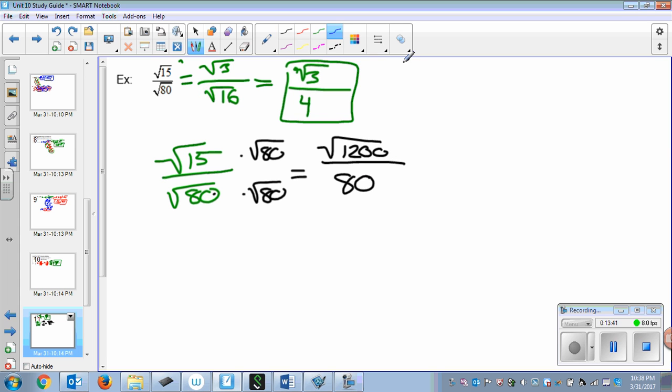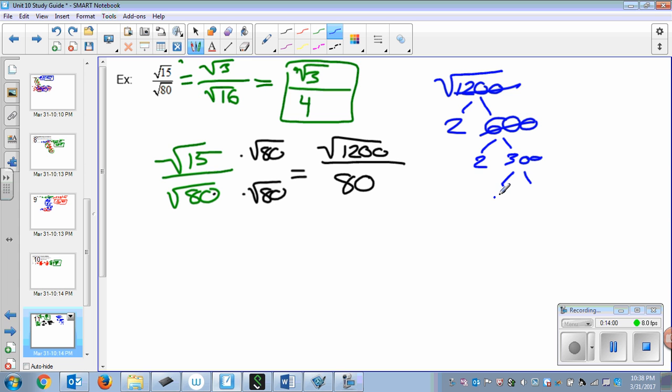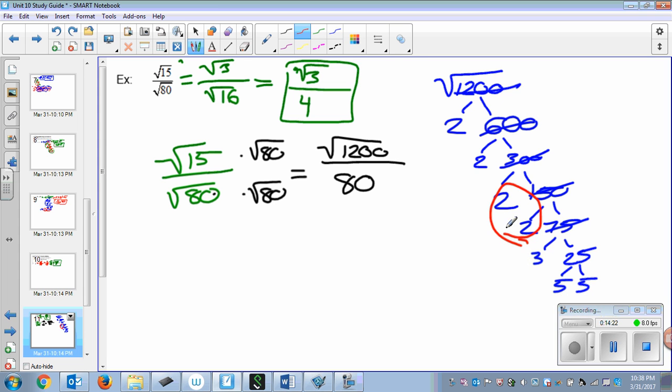I have the square root of 1200. It's even, so I know I can divide it by 2. So I've got 2 and 600. Cross out the 1200. This is even, 2 and 300. This is even. I've got 2 and 150. This is even, 2 and 75. This is not even, but I can divide 75 by 3, 3 and 25, and then lastly I have 25 is 5 and 5. So I'm looking for groups of 2. I have 2 2's here, 2 2's there, and 2 5's. So this is going to equal a 2 times a 2 times a 5, and left inside is a 3.